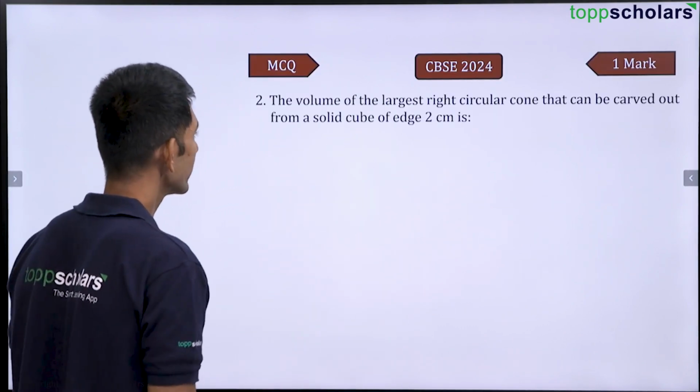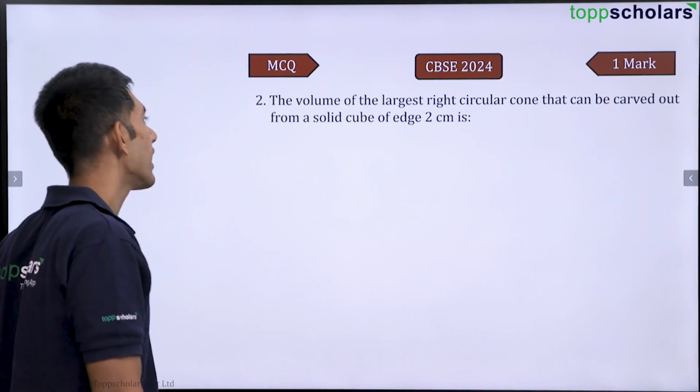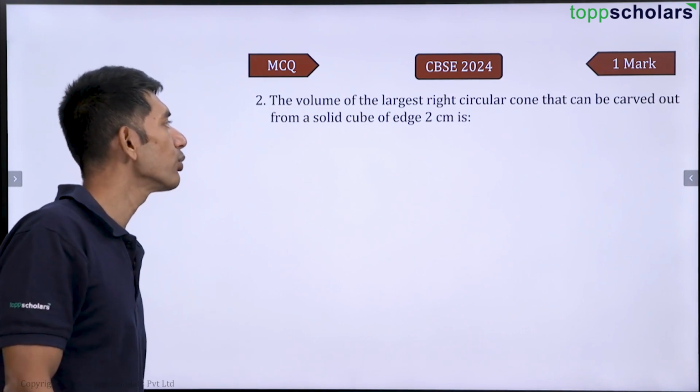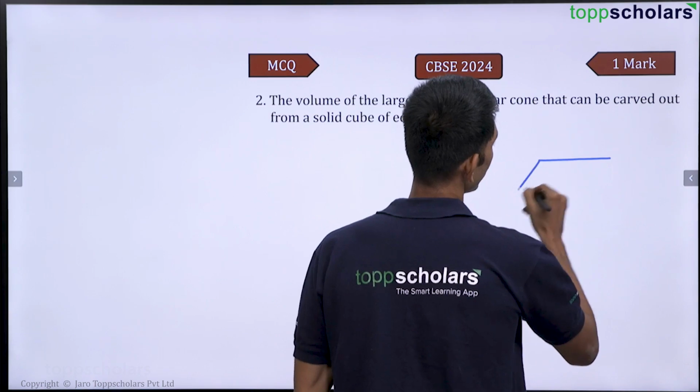Easy? Okay, let's continue. So the new question says the volume of the largest right circular cone that can be carved out from a solid cube of edge 2 centimeter is what? Okay, so there is a cube.